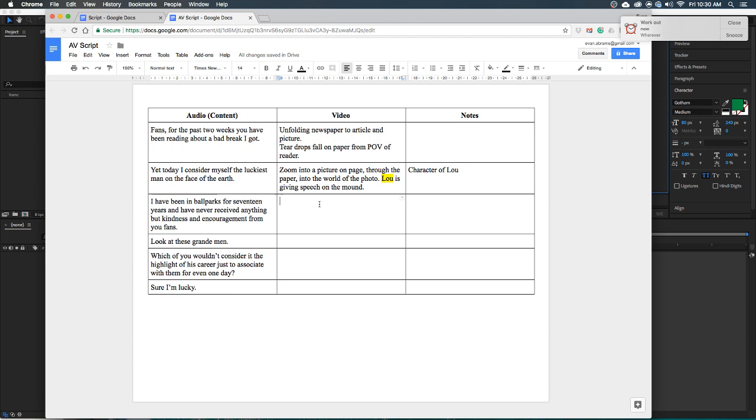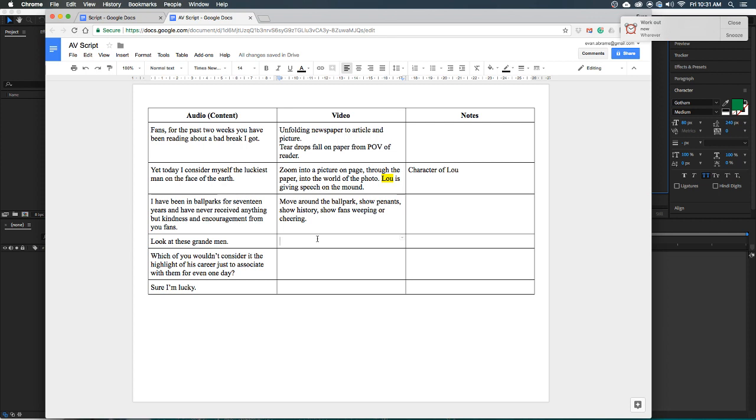"Been in the ballpark 17 years, never received anything but kindness and encouragement from fans." So you'd want to consider, what does that mean? Well, if we've zoomed into the picture on the page, we're at Lou Gehrig on the diamond. Then we move around the ballpark, show pennants, show history, show fans weeping or cheering. So now we're getting into what other ideas we're talking about. And then we look at these grand men, grand spelled with an E, exactly. And so then we're going to say, well, look at these grand men.